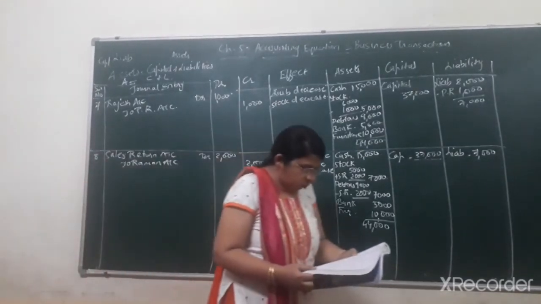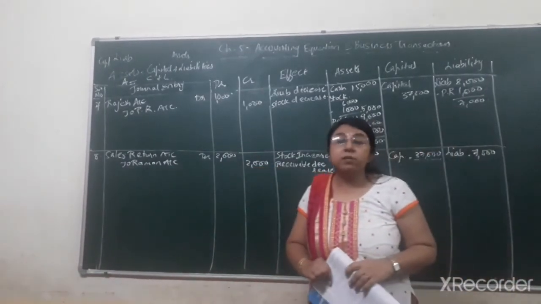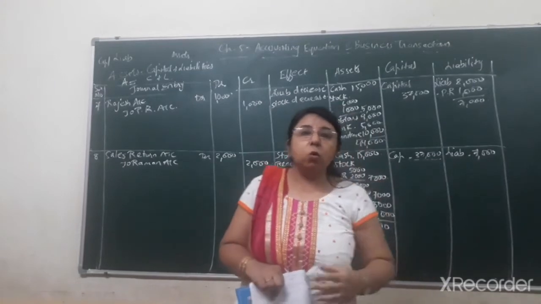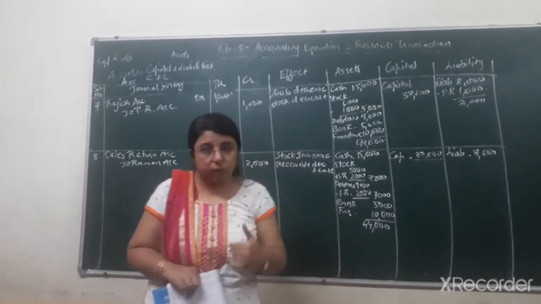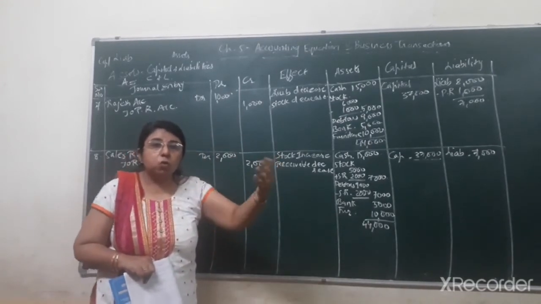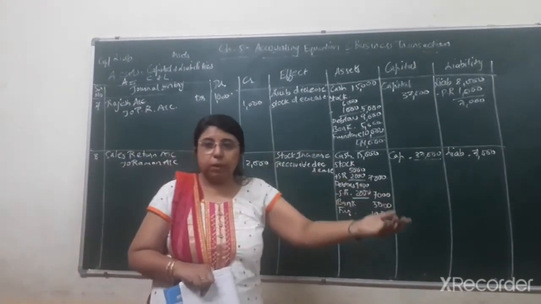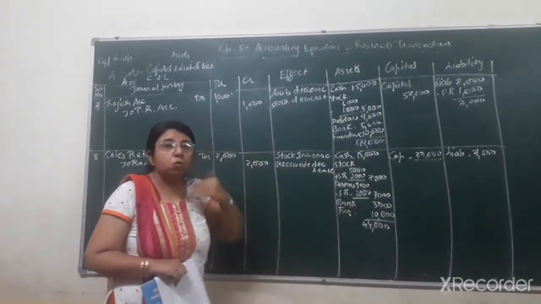The 8th transaction is goods of 2,000 returned by Raman. Now that is sales return. Previously we had sold the goods to Raman. Now he is returning the goods worth rupees 2,000 back to us. Okay, so sales return means previously we had sold the goods, so goods had gone to Raman, now he is returning the goods back to us, so goods come into the business, so stock will be increased by that much amount.